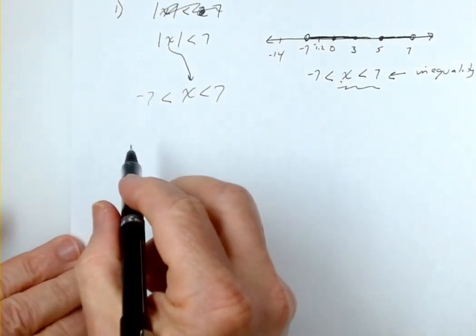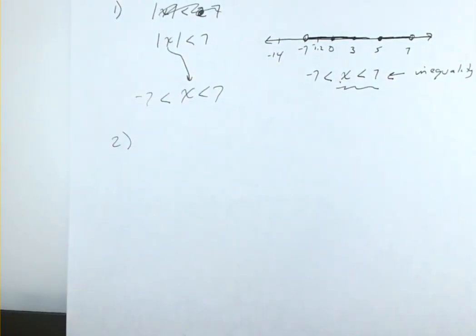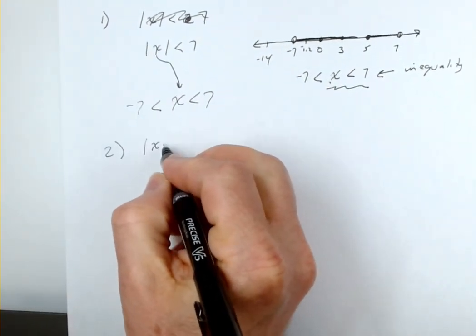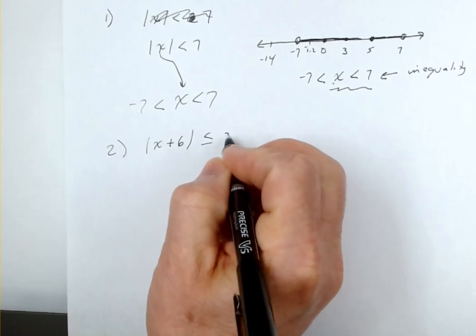So if you have something like number 2, and let's say number 2 is, I always lose those problems. All right, so here's number 2. Let's say number 2, I had the absolute value of x plus 6 is less than or equal to 3 this time.